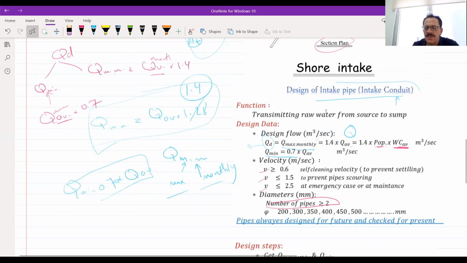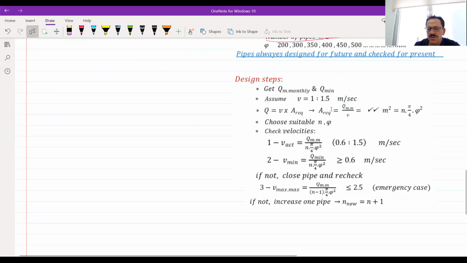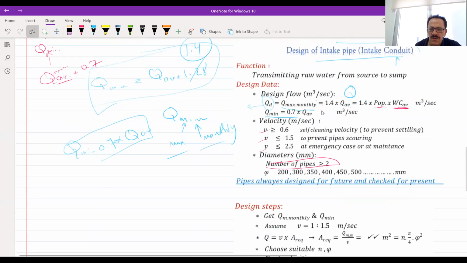Now, what are the diameters of these pipes? They are usually put in this way. The starting diameter will be 8-inch or 200, or it will be 300, 350, 400, 450, 500 millimeters. So this is per design. It means that you don't have to put a diameter of 250. They should be 200, 300, 350, 400, 450, and 500, or more, 550 or 600, and so on. So these are the usually used standard pipe diameters.